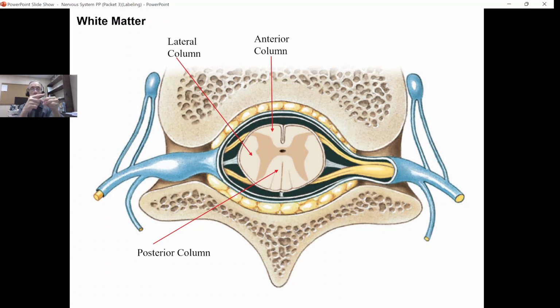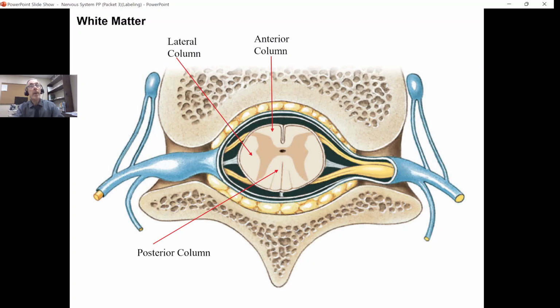The myelin and these tracts of axons become like scar tissue. We call those plaques. And now the nerve signals, the action potentials, don't travel properly up to the brain or down from the brain. So this is where the pathology is in diseases like MS.